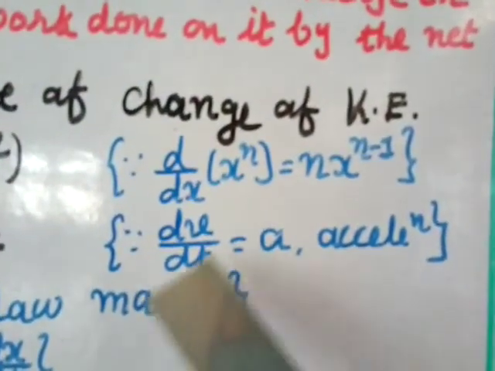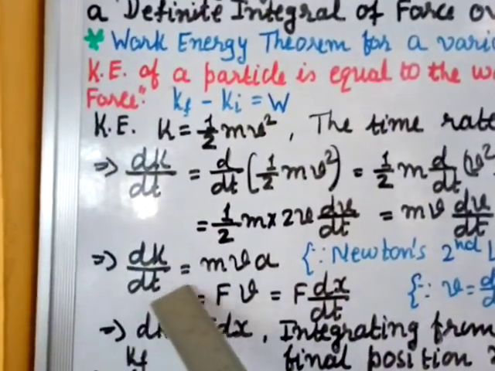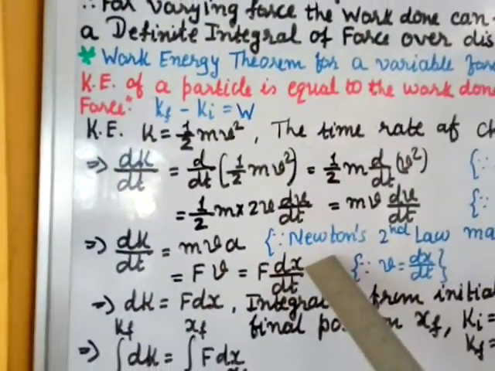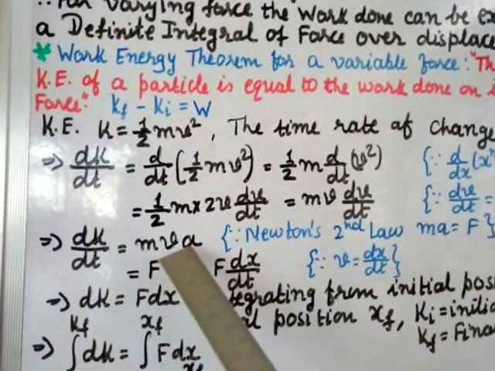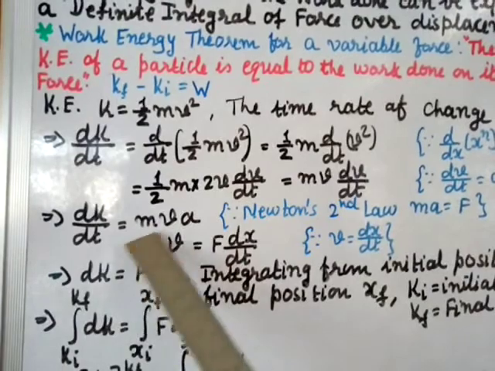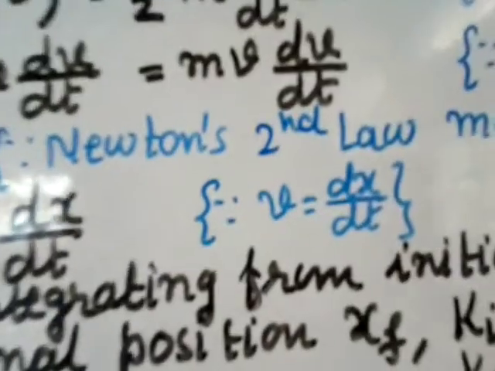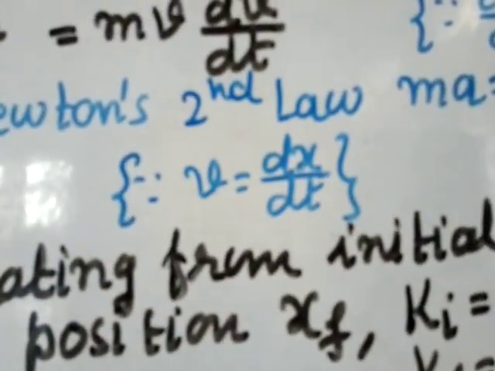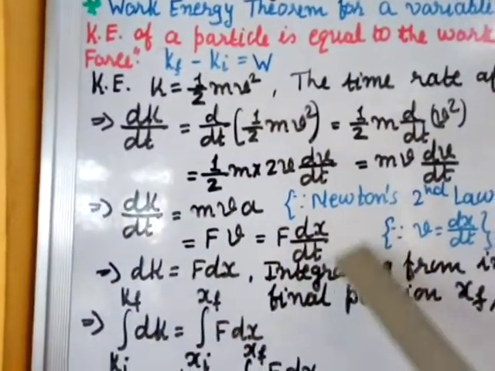Here you know that dv by dt is nothing but the acceleration. dv by dt equal to a, the acceleration. So here dK by dt equal to mv into a. Now by Newton's second law, F is equal to ma. So here ma I can put as F. And v, we know the formula for v. V is the velocity, equal to dx by dt. So dx by dt is nothing but your velocity. So I put v as equal to dx by dt.